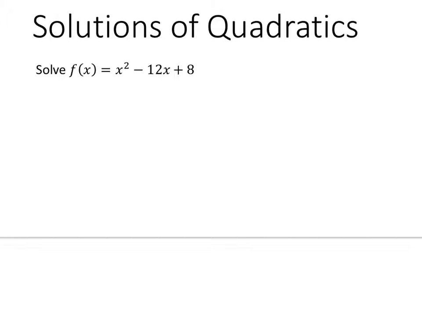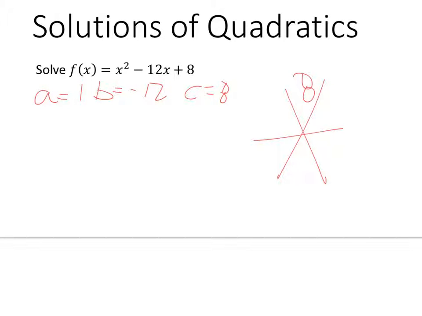So in the past, if I said solve f of x equals x squared minus 12x plus 8, we would label a, b, and c and then we would fill in the star. And I would say, okay, find two numbers that multiply to 8 but add to negative 12. And by looking at our list, we would say, well, 1 and 8 don't add to 12, and 2 and 4 can't add to 12. So we would just say, okay, well, this guy's prime.